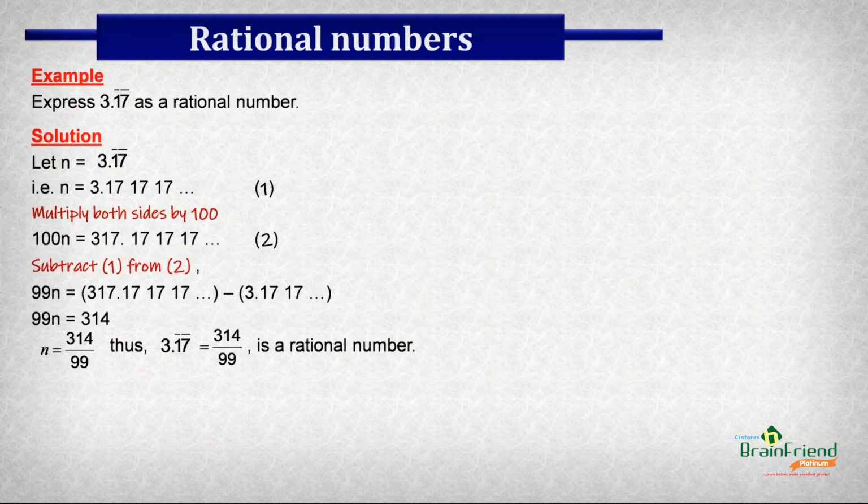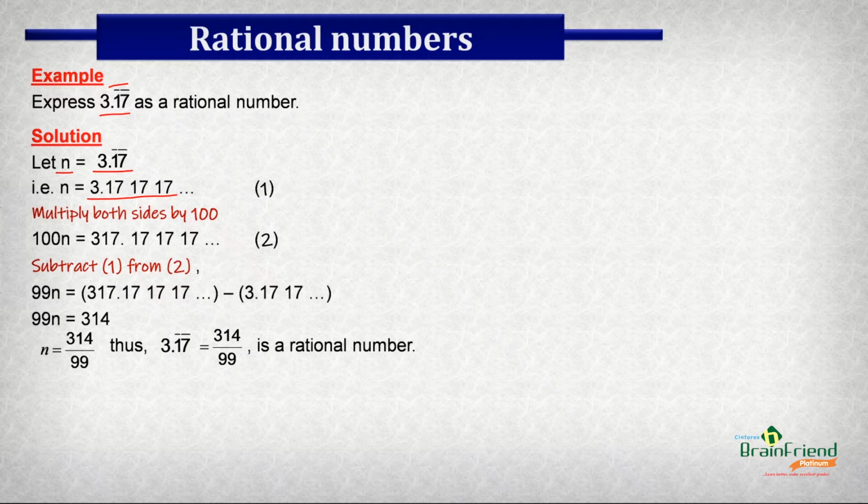Now, we have an example that says express the number 3.17 recurring as a rational number. I'm sure you noticed the bars above the digits after the decimal. Now, let's solve this number. Let's express this number as a rational number. First, we can assign a letter to the number. So we say let n be 3.17 recurring. Now, because of the bar, it means 3.17 can be written as 3.1717 and so on. It keeps going. So it's a recurring decimal.